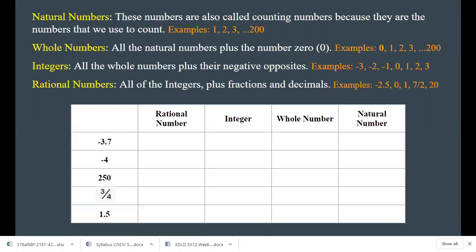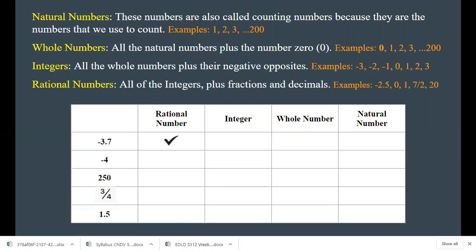Whole number. It's not a whole number either because the definition of whole numbers is natural numbers plus 0. So it's not a whole number. Is it an integer? Well, integers do include negatives, but it only includes the negative opposites of whole numbers, okay? So the negative opposites of whole numbers. So since it's a decimal, it only fits in the rational number category. So I would put a check under rational only.